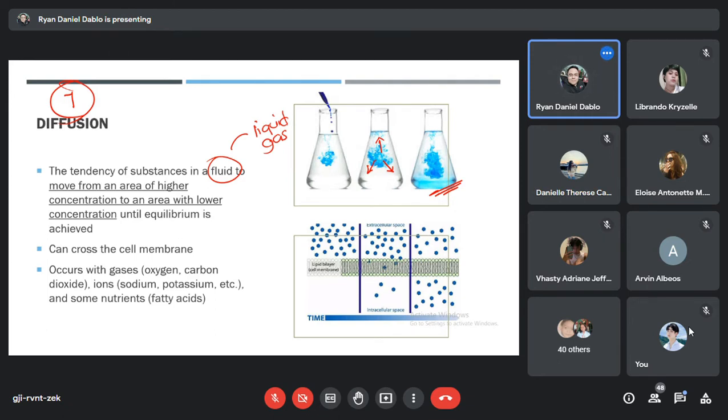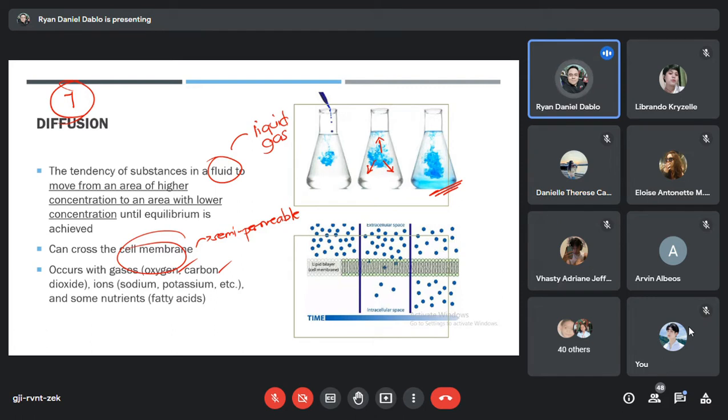The important bit is that this can cross the cell membrane if the substance is allowed by the membrane, because we have already mentioned that it is semi permeable. It allows some substances to cross, but it blocks some substances from crossing the membrane at all. Typically, the most important chemicals are the ones which are allowed to diffuse. You have there the important gases for cellular respiration.